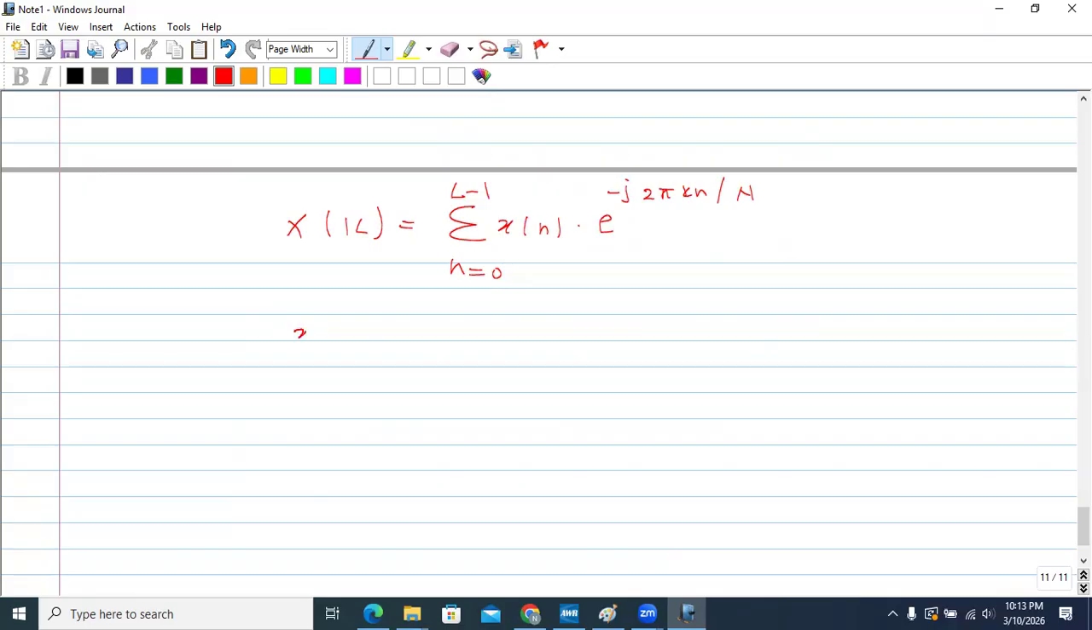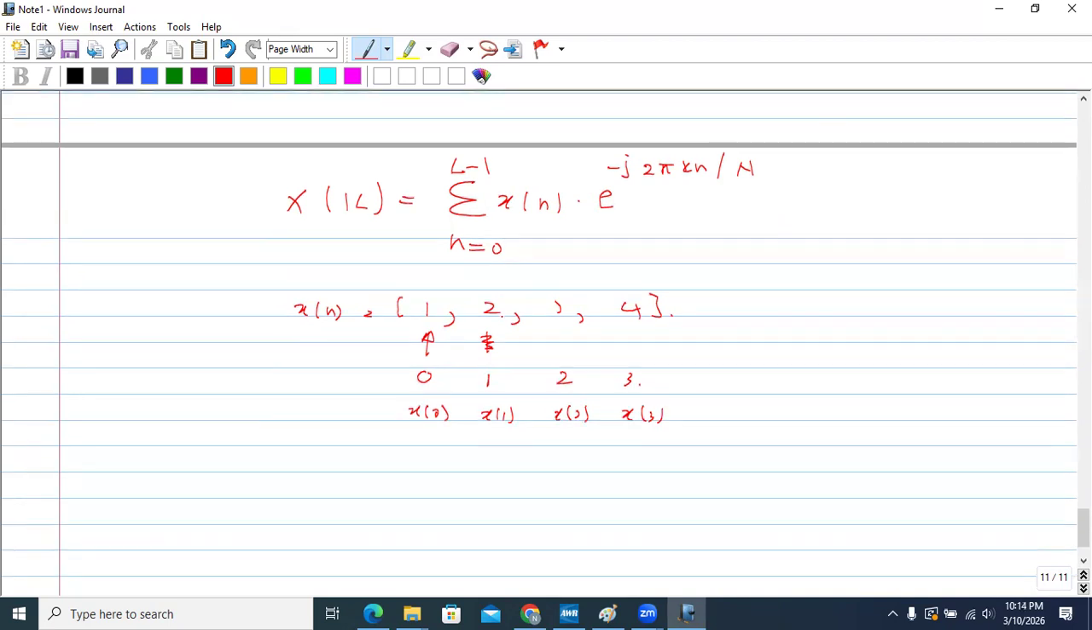So you will be given a sequence xn. For example, you will be given 1 2 3 4 in this way. Okay, and let's say that the mark is here. So this is the 0th sample. This is the first sample. This is the second sample. This is the third sample. That means this is x0, this is x1, this is x2, this is x3. This is the 0th sample, first sample, second sample, third sample.